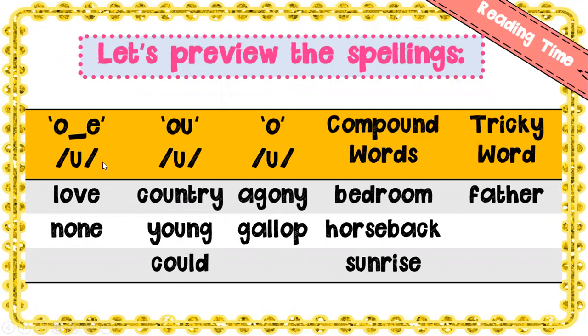Look in your O consonant E. This is going to say love, none. Okay, read these with me. This is your OU. It's going to also say country, young, could. Your O, it's going to say agony, gallop. Now check these compound words out. Use that breaking apart of words to sound these out and make them a little easier to decode. Bedroom, horseback, sunrise. And your tricky word is father.